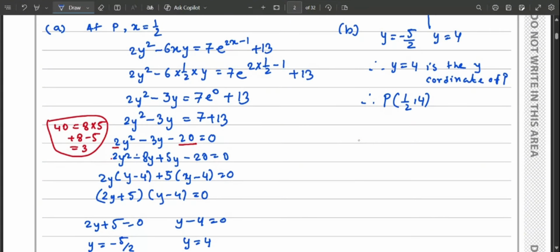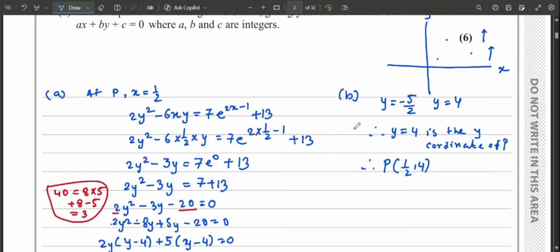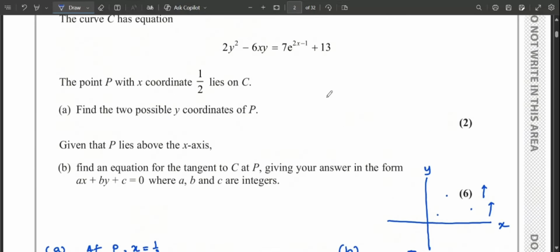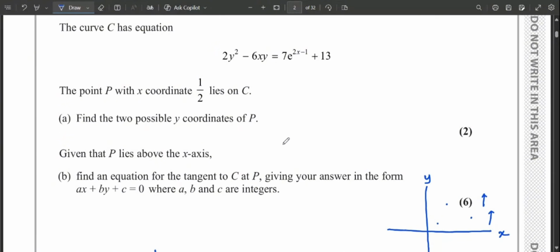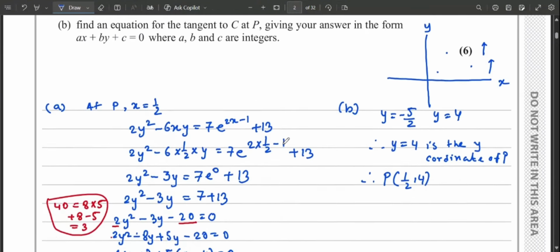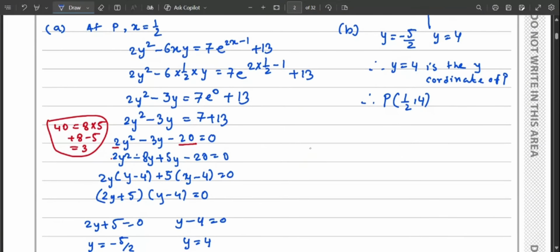So at first we have to calculate the gradient of the curve at point P. We know that the gradient of the tangent to a point on a curve is equal to the gradient of that point on the graph. That's why we first have to calculate the dy by dx of our expression, and then we have to find the gradient at P from our expression for dy by dx. So let us start solving this.